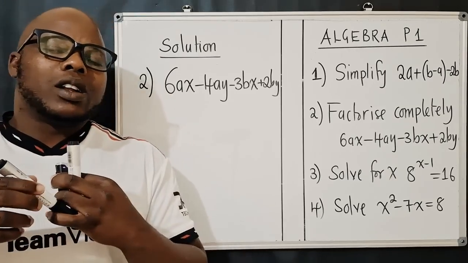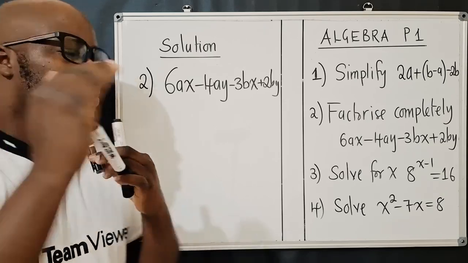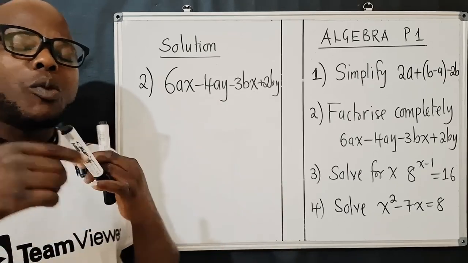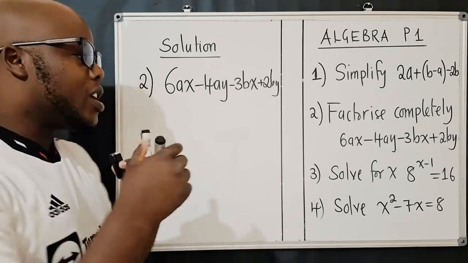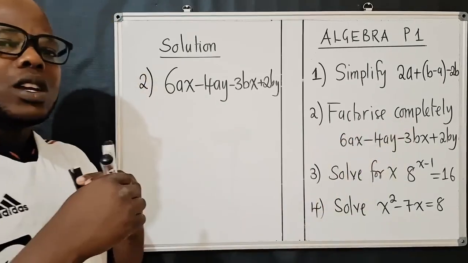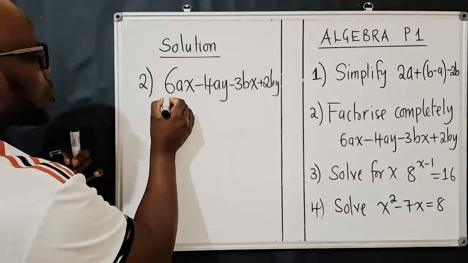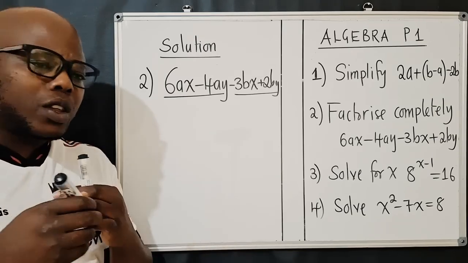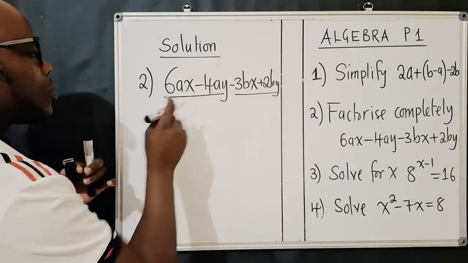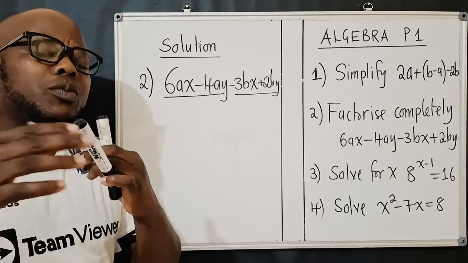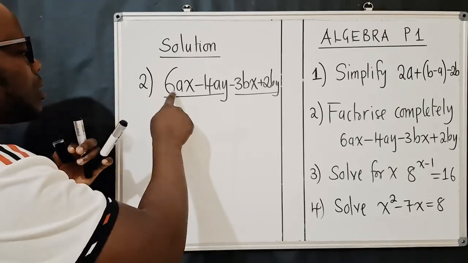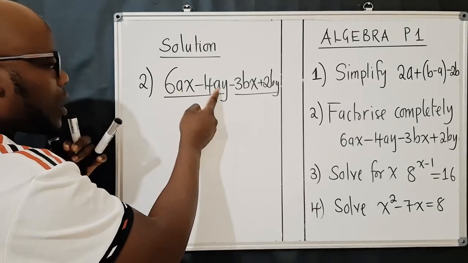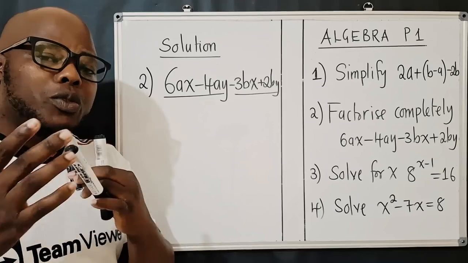So in paper 1, the moment you see 4 terms, let's count together. This is 1, 2, 3, 4. The moment you see 4 terms and they ask you to factorize completely, what you normally do here is to group. So these 2 are together. These 2 also together. In terms of grouping, you must make sure that you've got some like terms or common terms. So there's a here, a here. So these can be grouped together.